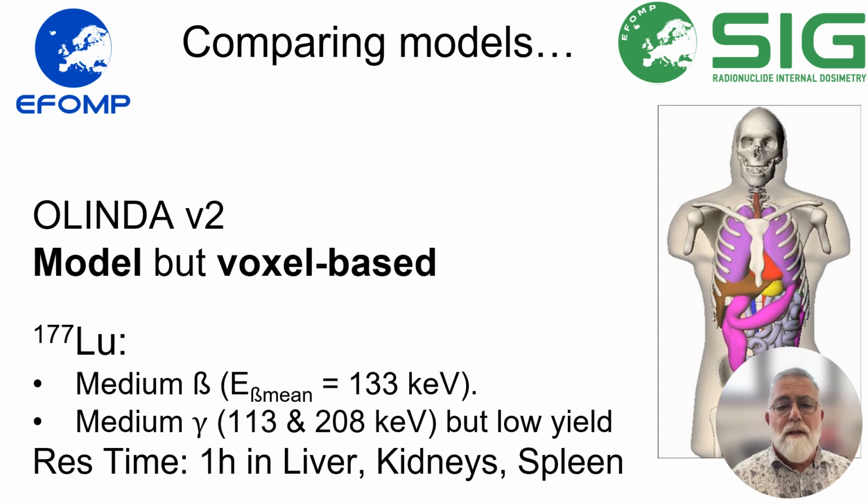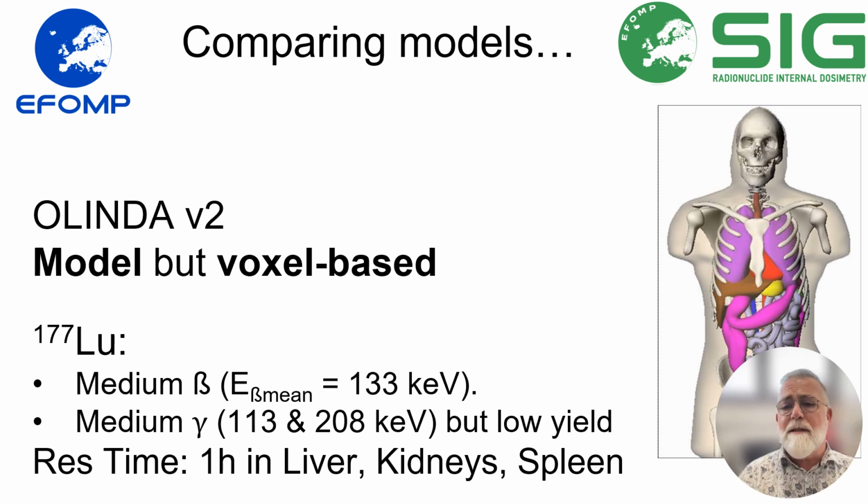So the example that we're going to study is based on lutetium-177 dosimetry. As you know, obviously, it's a medium beta emitter with a mean beta energy of 133 keV. And it's also a medium gamma emitter with low yield, but emissions of gamma of 113 and 208 keV.